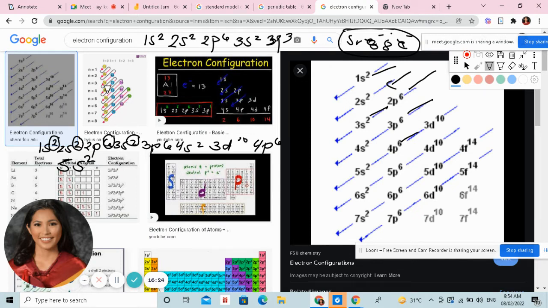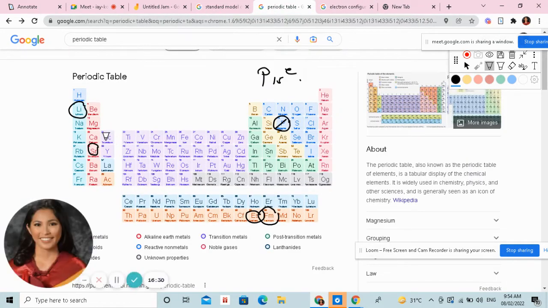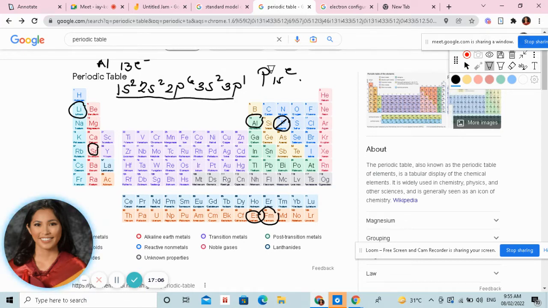However, if I ask you to write the configuration of aluminum, what is its number of electrons? 13 electrons. Okay, configuration: 1s2, memorize this, 2s2, 2p6, 3s2, then how many are left? 2, 4, so 3p1. So this is the electron configuration of your aluminum.